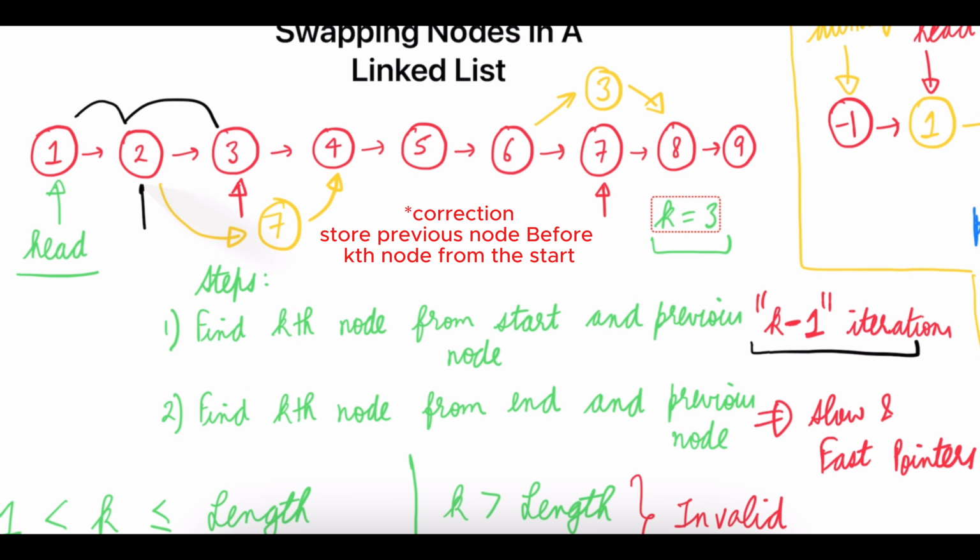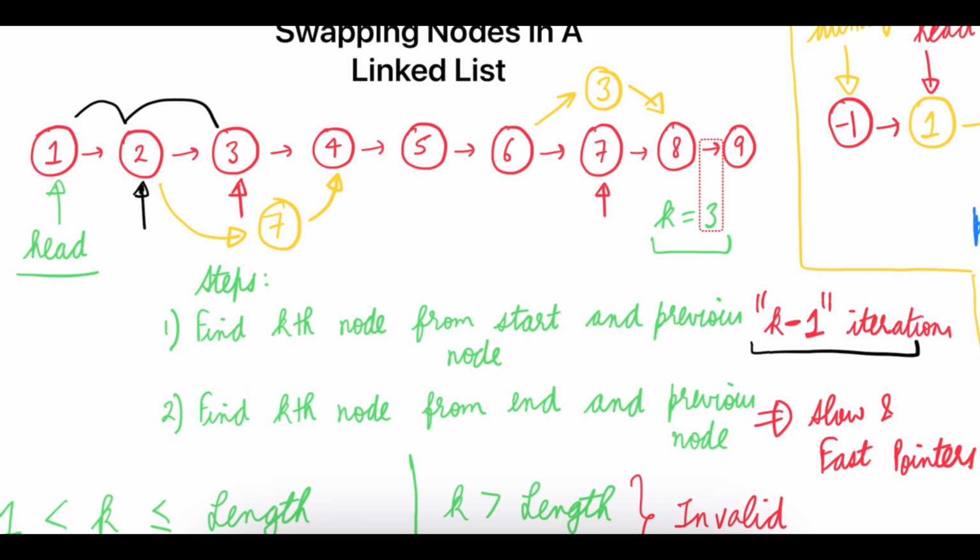So the previous node before node 3 is going to be node 2, so we are also going to need to store that. And to find the kth node from the end, we can find that using slow and fast pointers, and we covered that in our previous video where we solved the question of deleting the kth node from the end. So you can see that video, or you can see it when I'm writing the code. So let's draw a few more examples to understand this question.